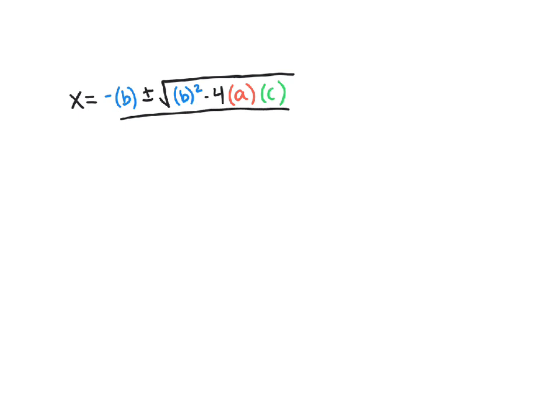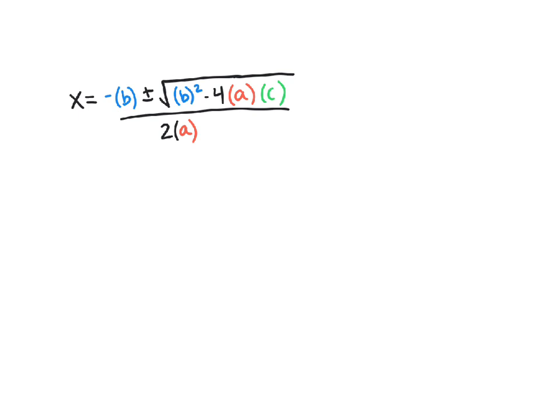Alright, so again I'm going to start with our formula at the top, and I'll color code it this time. x equals negative b plus or minus the square root of b squared minus 4 times a times c, need to make my radical a little bigger, all over 2 times a.